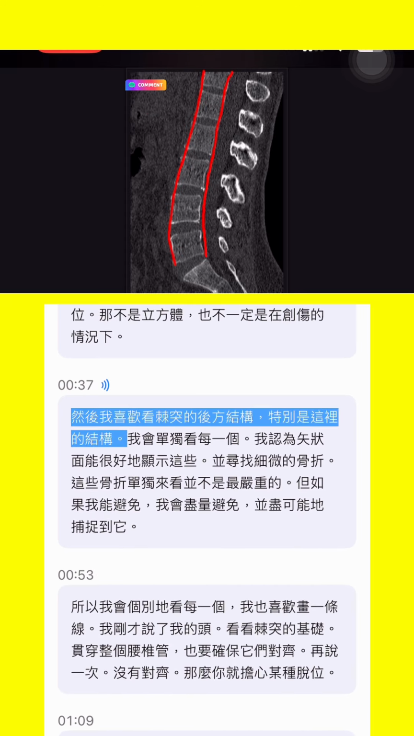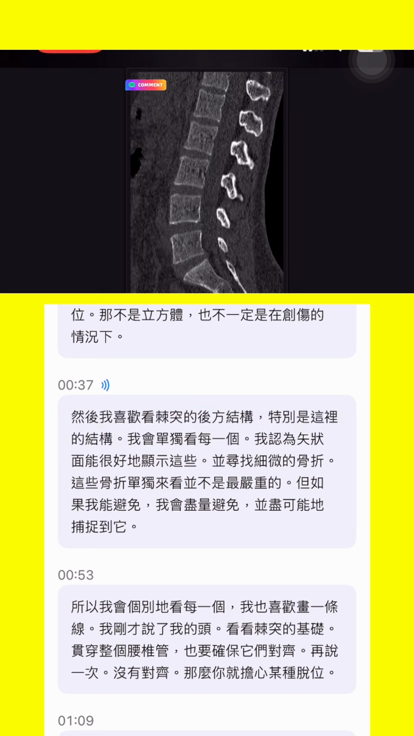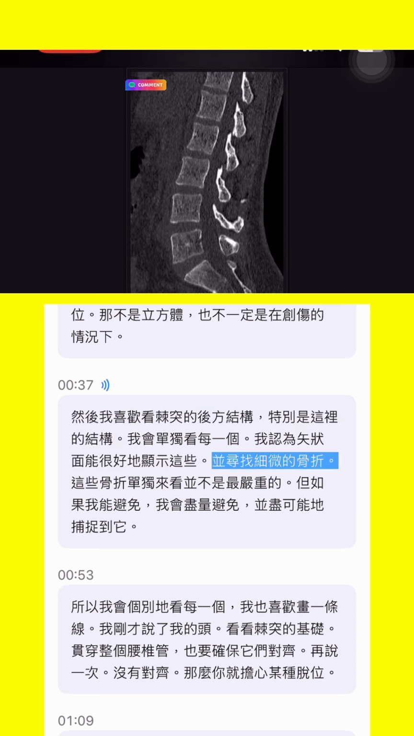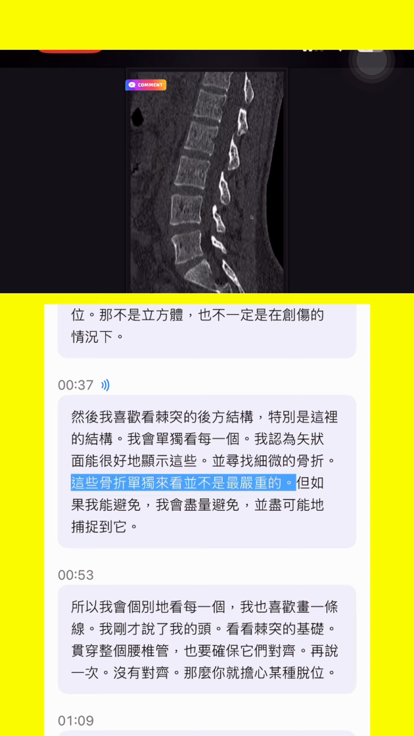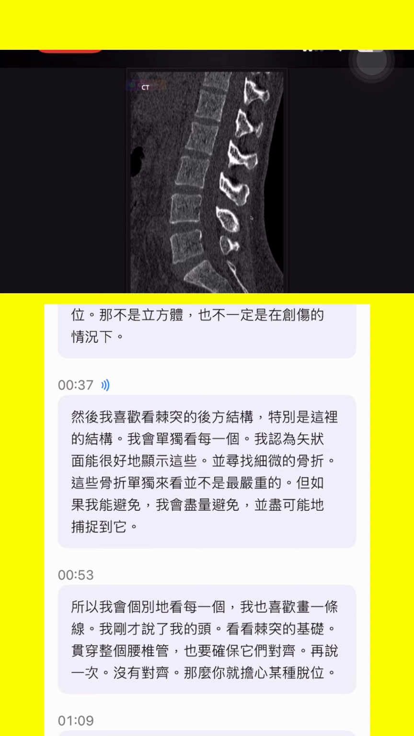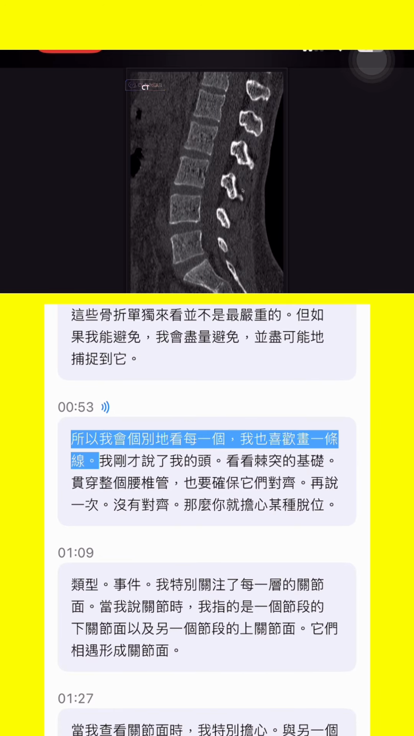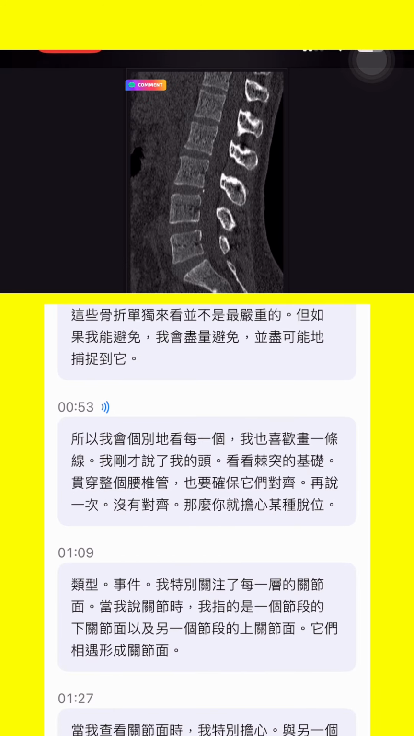I then like to look at the posterior elements and the spinous processes particularly, which are back here. I look at each one individually. I think the sagittal gives you a good view of those, and looking for subtle fractures. These aren't the worst fractures in the world to miss in isolation, but if I can avoid it, I want to avoid it and catch it if I can. So I look at each one of these individually, and I also like to draw a line kind of just in my head, looking at the bases of the spinous processes throughout the lumbar canal too, just to make sure those line up. And again, if those do not line up, then you worry about some sort of dislocation type event.